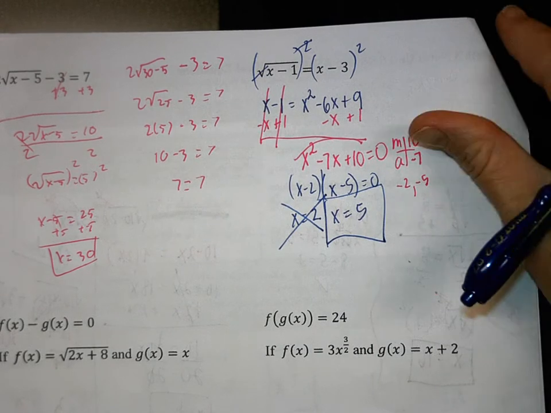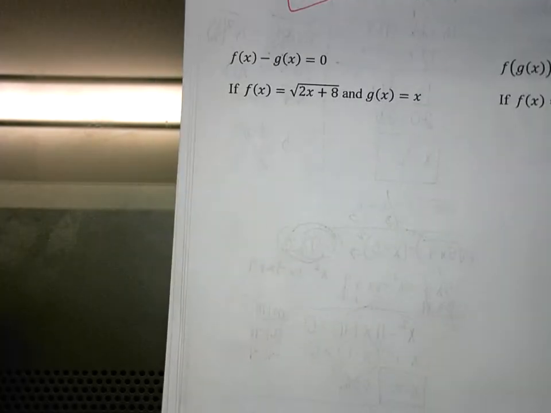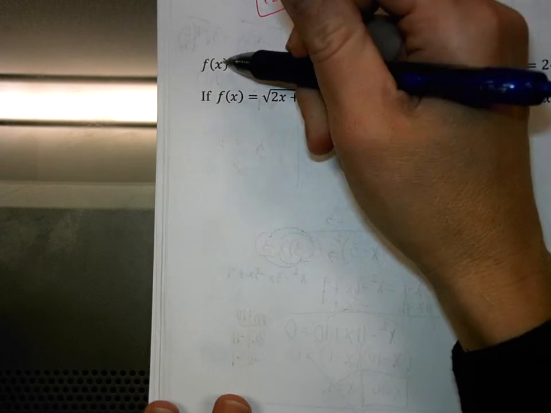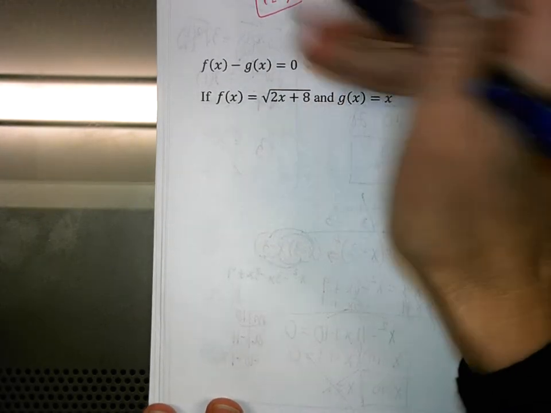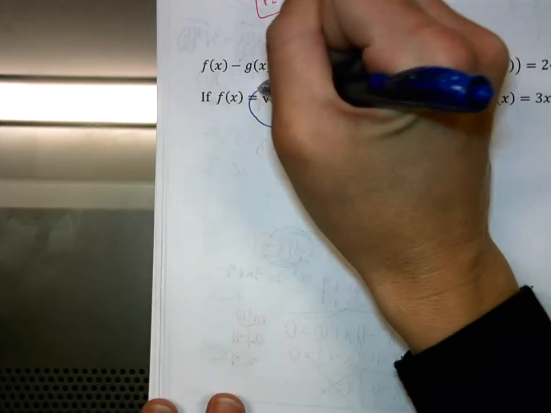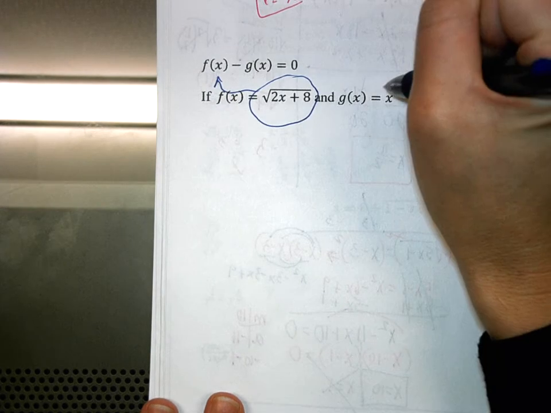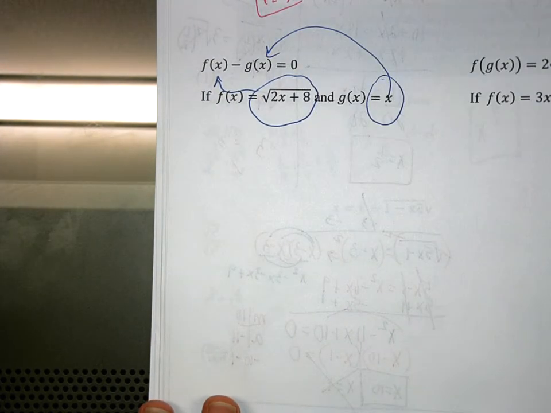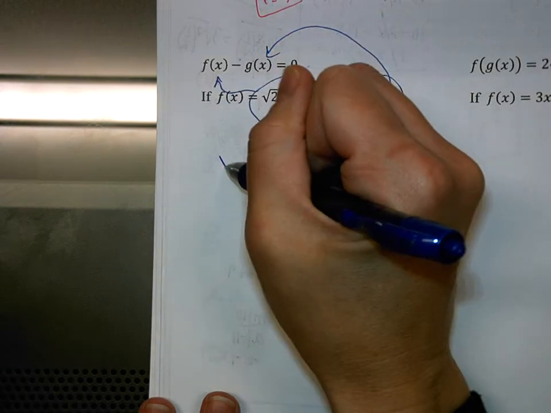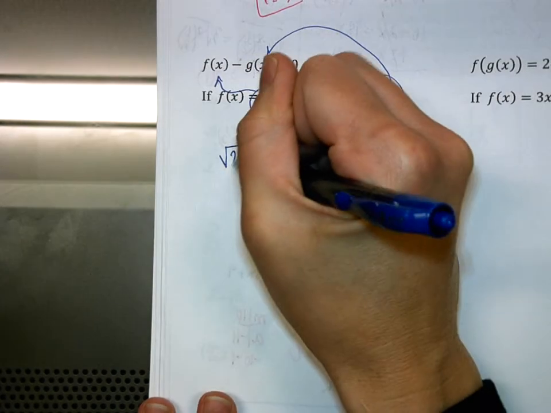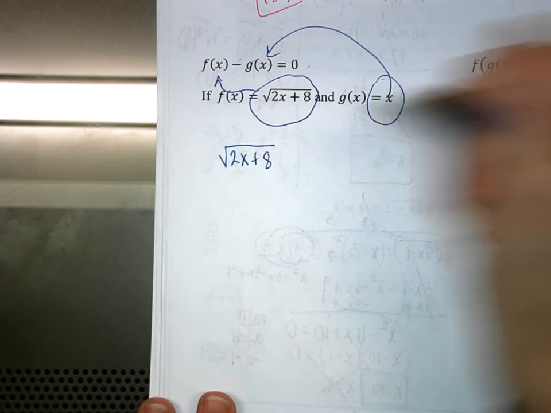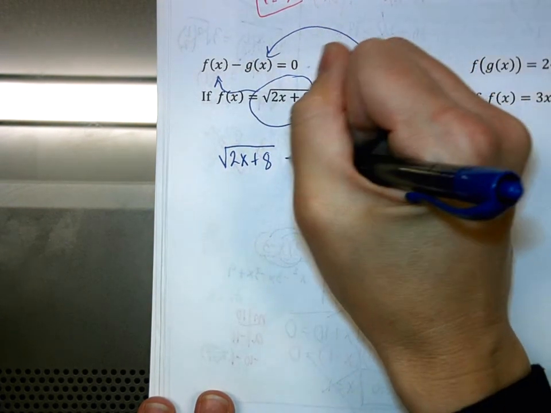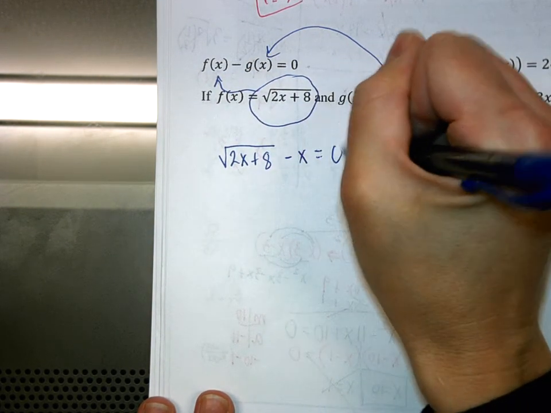Okay, moving on here. We have a couple composition functions. This says f of x minus g of x equals 0. This is f of x that we plug in for f of x. This is g of x that you plug in for g of x. So if we write this out, we have the square root of 2x plus 8, and then that's f of x, minus x equals 0.